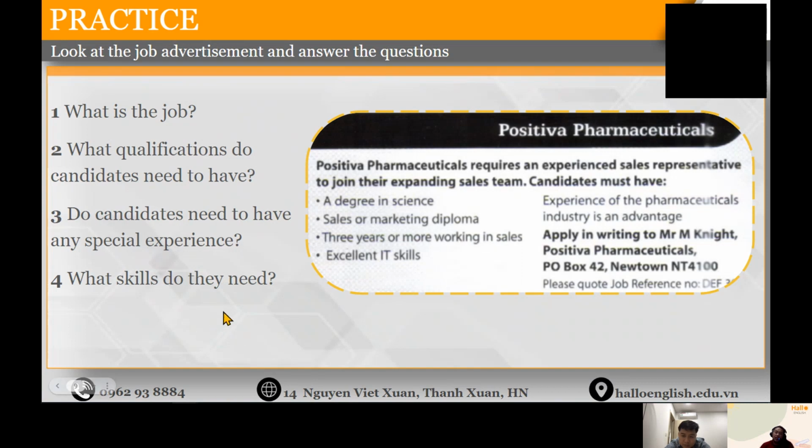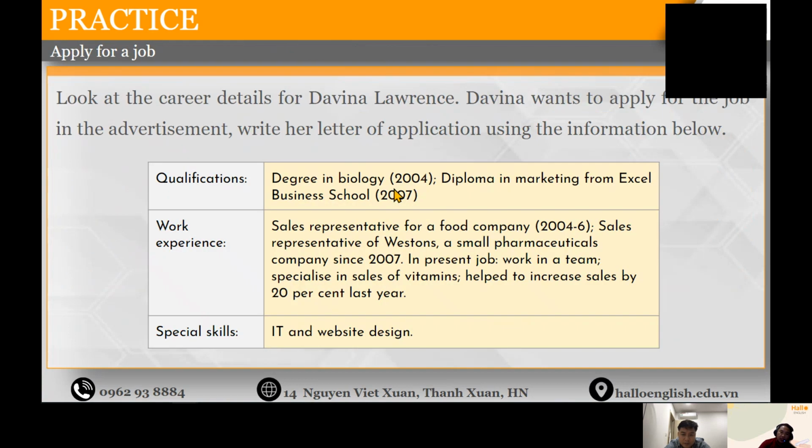Okay, so what skills do they need? What skills do they need? Experience in sales. Skills. Excellent IT skills. Excellent in IT skills.